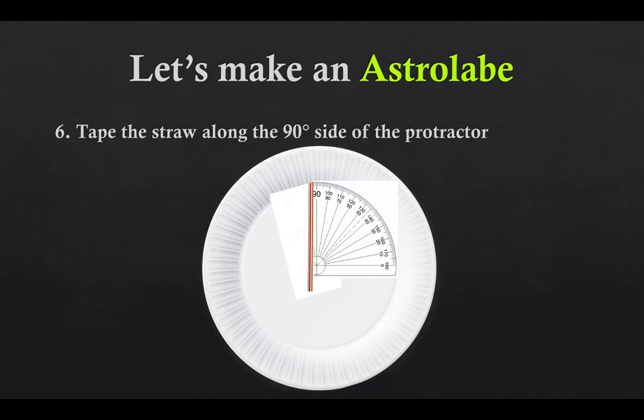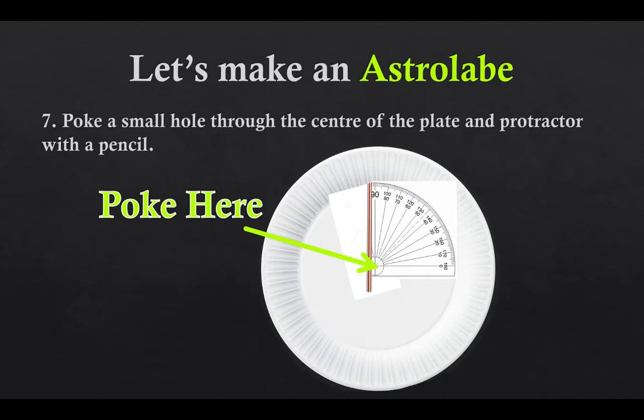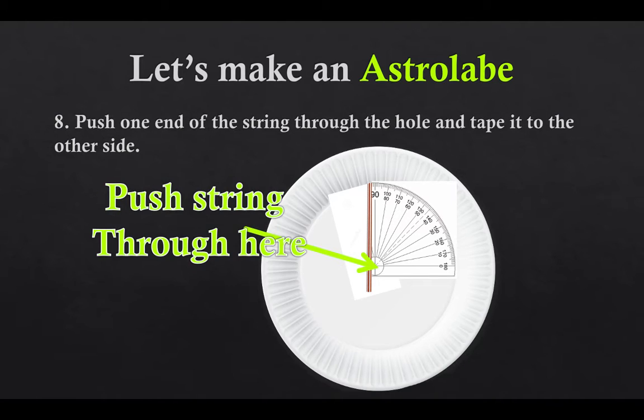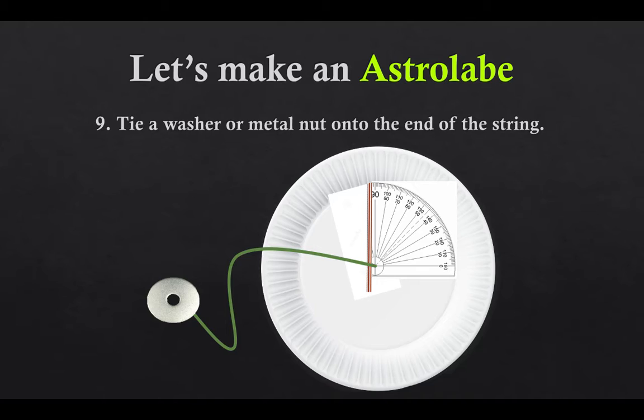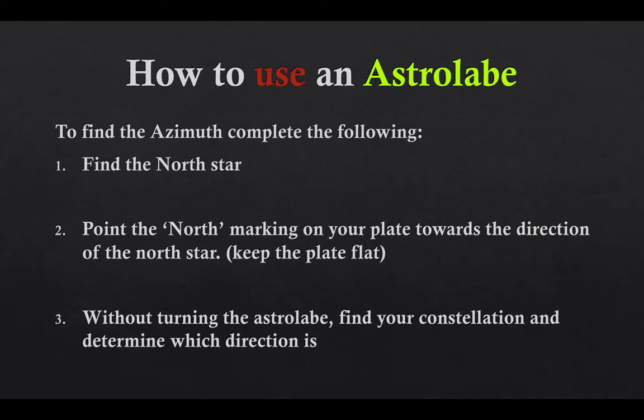Then you want to take a straw and put it, how it's shown in this picture here, on that protractor. You want to put a small hole through the middle so you can get a string through there. Tape it to the other side so it doesn't fall off. And then we need some kind of weight to hold this down. You can use a washer, you could use a quarter, whatever works.